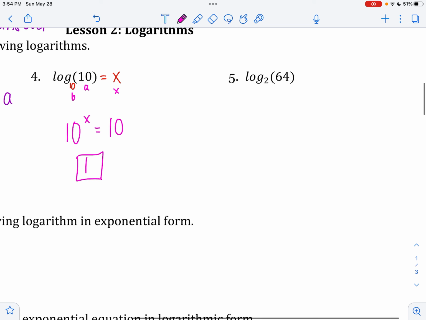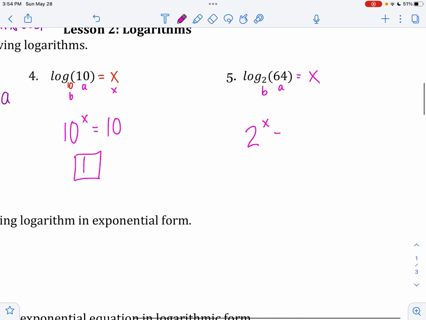Same thing here. If I label this b, a, and I equal this to x, b is 2 to the x equals a, which is 64. So how many 2s does it take to get to 64? So let's see.